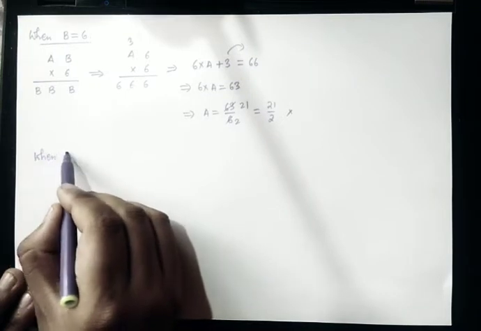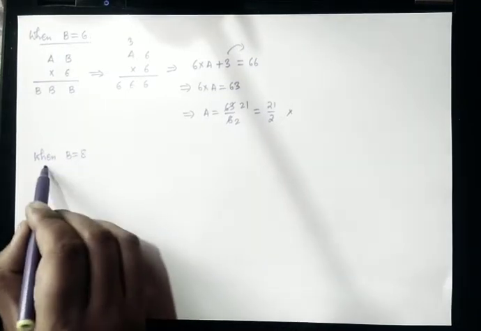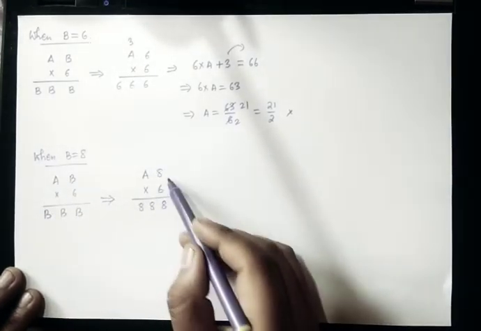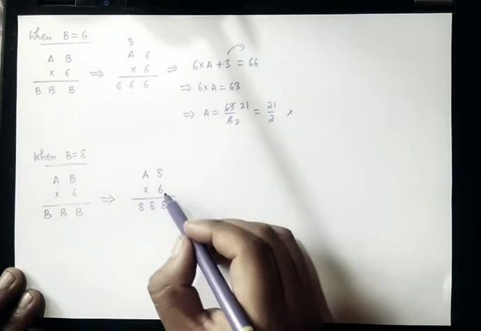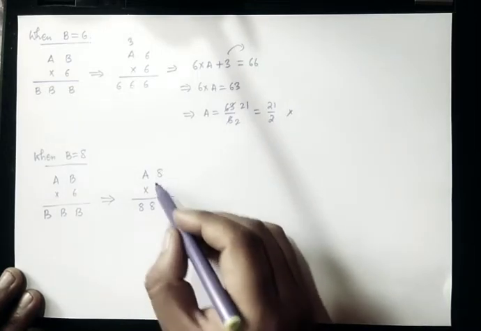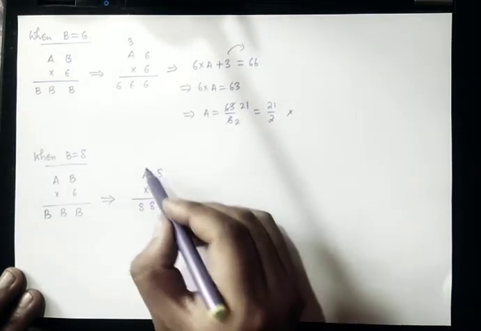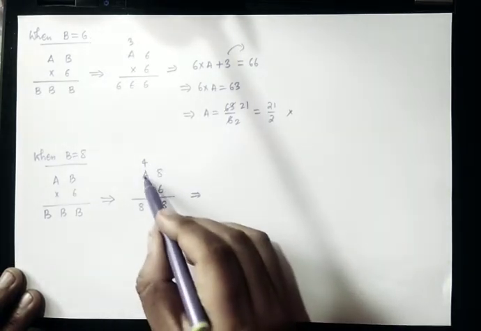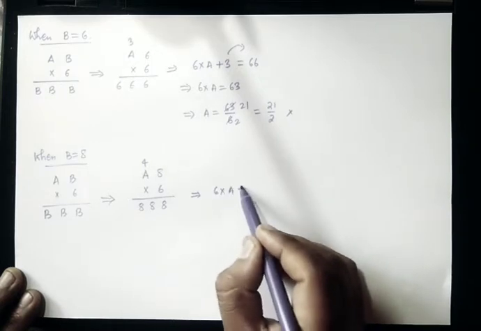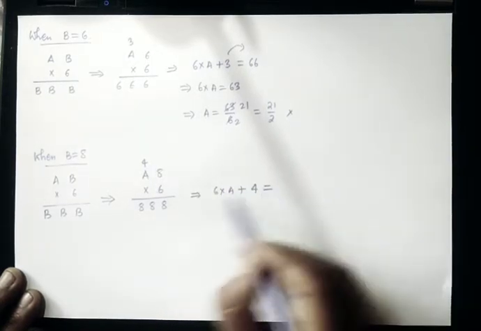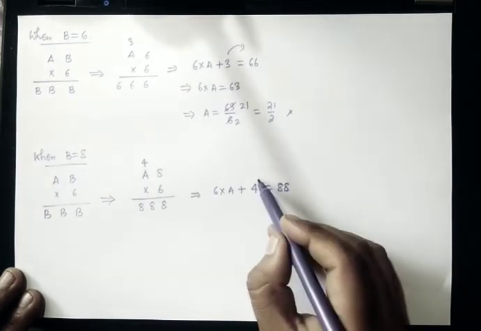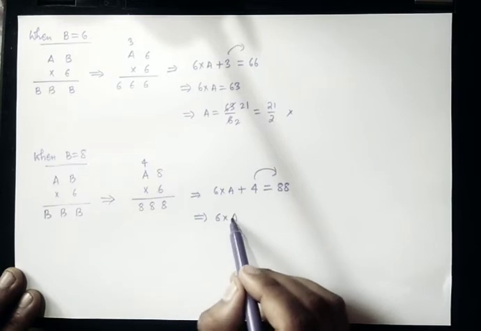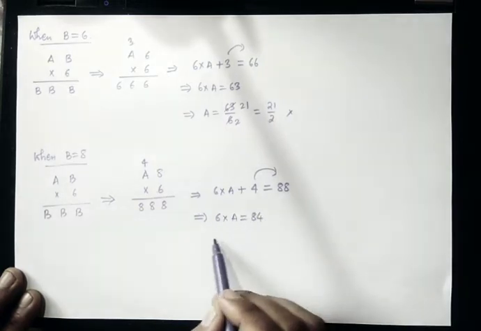So when B is equal to 8. Okay, so this question can be written in this way. If B is 8, let's do the same thing. So 6 into 8 is 48, right? So 8 is written, so 4 is carried over. So from here 6 into A plus the carried over, that is 4, must give me 88. Now let us solve this. So this goes over there, becomes 84. So 6 into A is equal to 84. And what is the value of A from here?